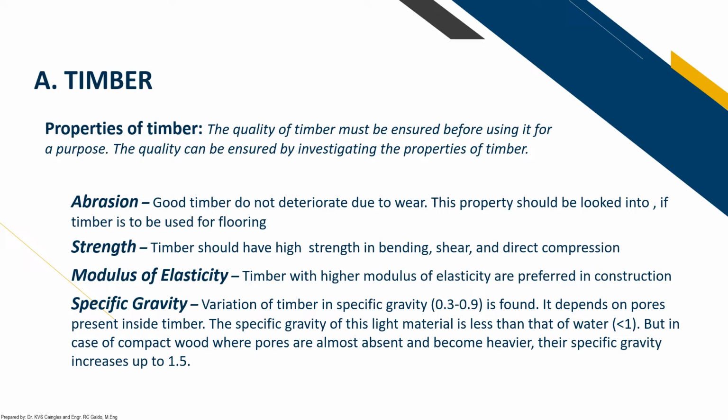Okay, so specific gravity. A variation of timber specific gravity in the range of 0.3 to 0.9 is found. It depends on pores present inside the timber. The specific gravity of this light material is less than that of water. So less than 1 siya ang specific gravity. But in case of compact wood, where pores are almost absent and it becomes heavier, their specific gravity increases up to 1.5. Okay.